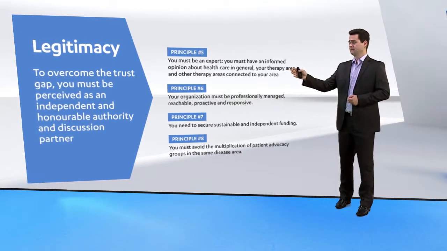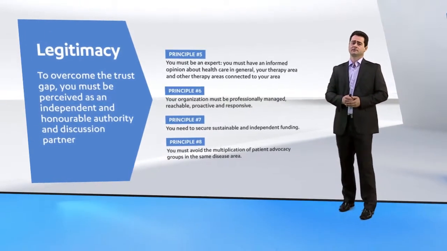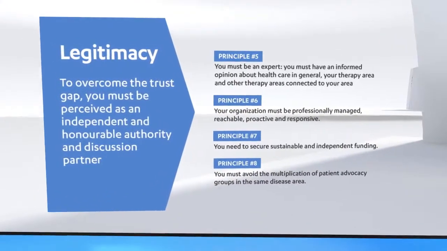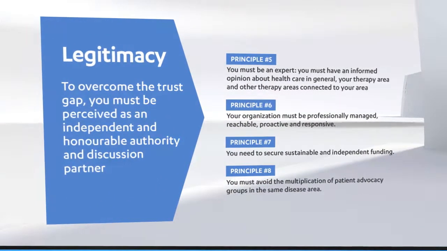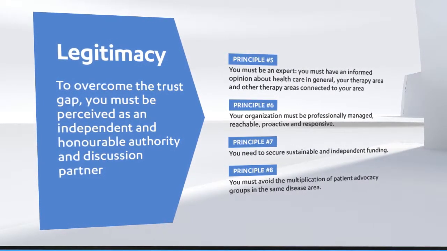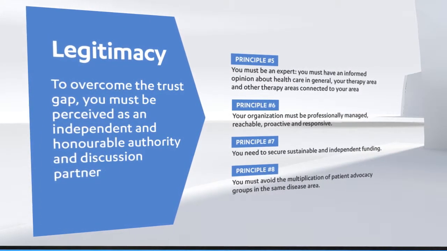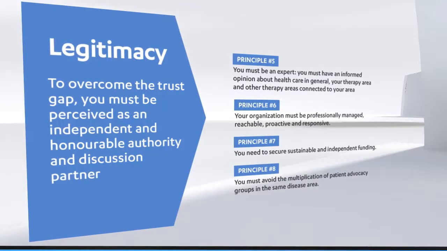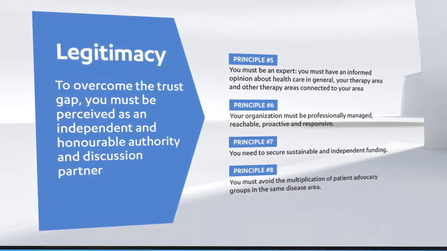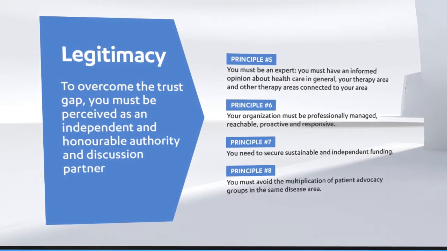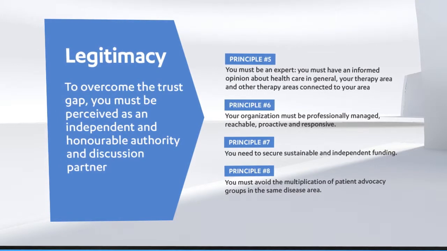Principle 6 is about visibility and impressions. Your patient advocacy group must be professionally managed, reachable, proactive, and responsive. You can't afford not to have a good website. You can't afford not to pick up the phone when a decision maker rings you. And you should never, ever have your office together with any commercial organization.